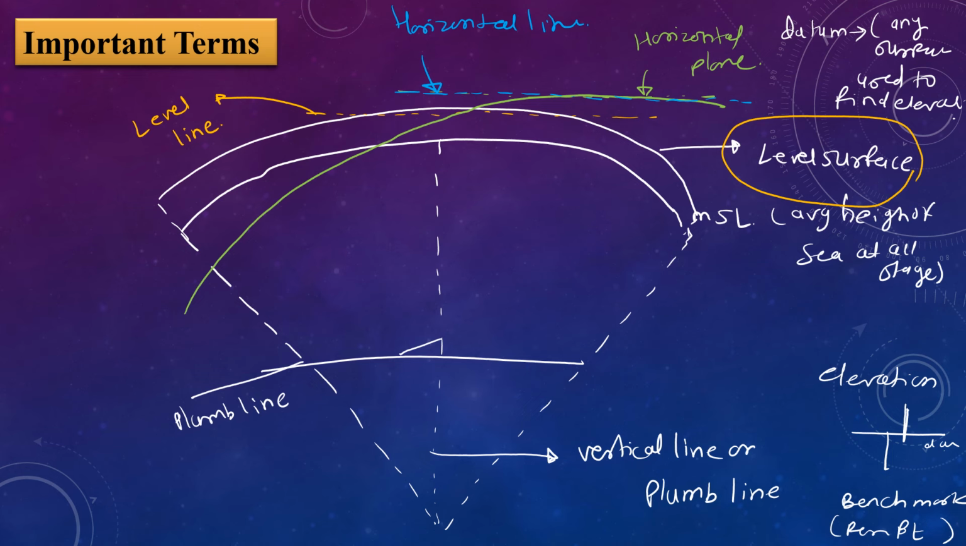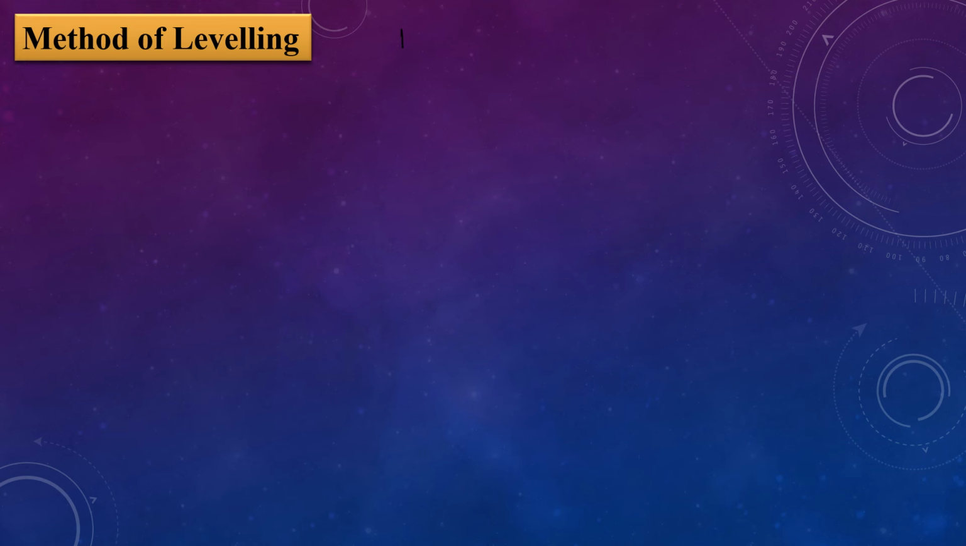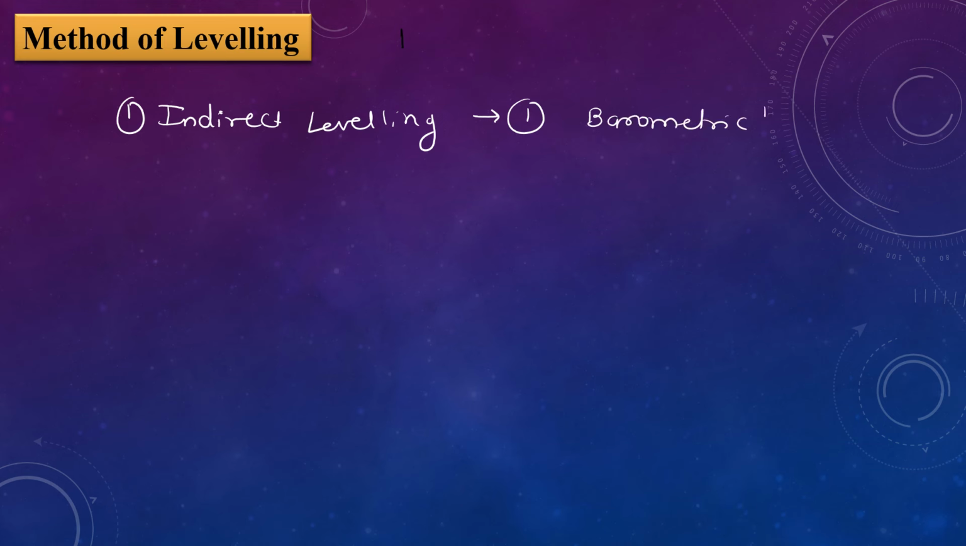Next is the method of leveling. Here the leveling is differentiated into two parts. First one is indirect leveling. In case of indirect leveling, three levelings are done. In that, first one is barometric leveling. In case of barometric leveling, the difference in elevation is theoretical, but for easiness here I represent it in a formula.